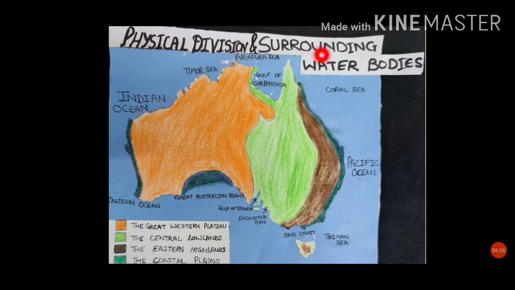Physical division and surrounding water bodies. The four main physical divisions of Australia are shown on a physical map. First, the Great Western Plateau. Next to the Great Western Plateau are the Central Lowlands, the Eastern Highlands, and the Coastal Plains.